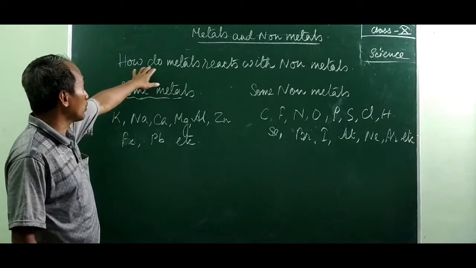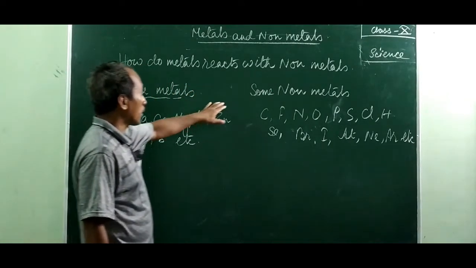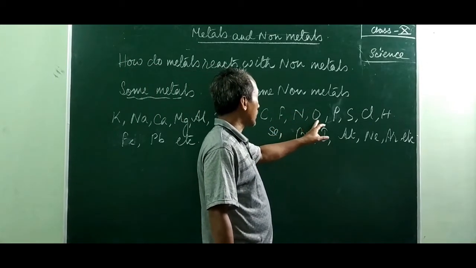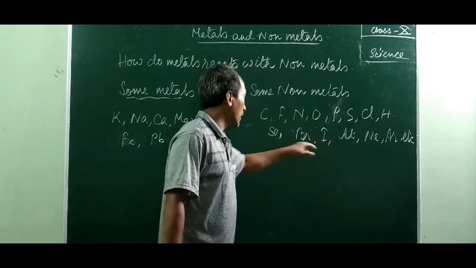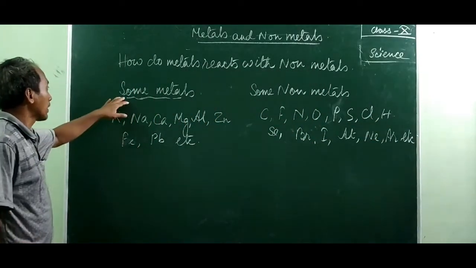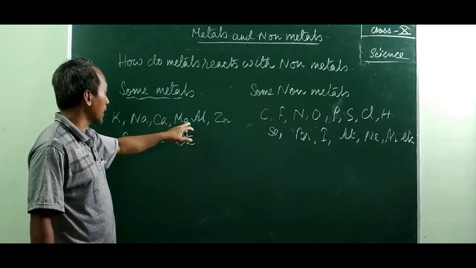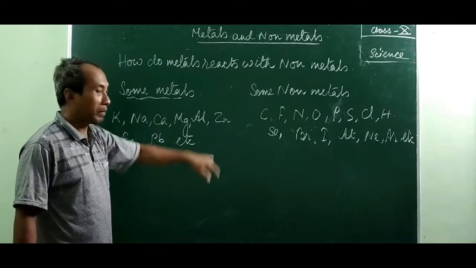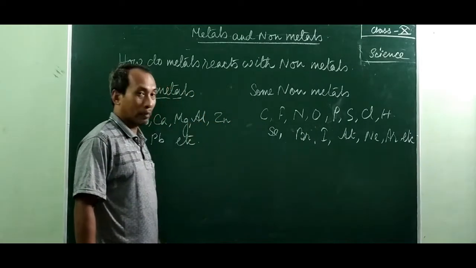To study how metals react with non-metals. Here are some examples of non-metals: carbon, fluorine, nitrogen, oxygen, phosphorus, sulfur, chlorine, hydrogen, bromine, iodine. All these are non-metals. And some metals which are given here: potassium, sodium, calcium, magnesium, aluminum, zinc, iron, lead, etc. All these are metals. Now, how do these metals react with non-metals?